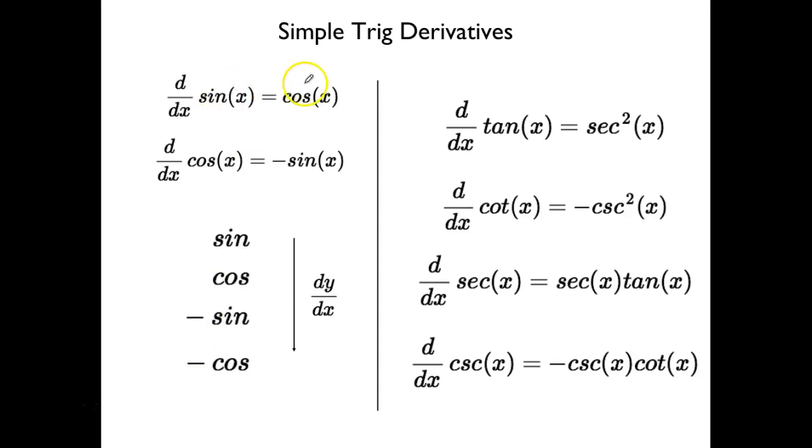The derivative of sine is cosine, okay? The derivative of cosine is negative sine. Now, this is my old method of doing this. I don't do this anymore. I use a clock circle here.